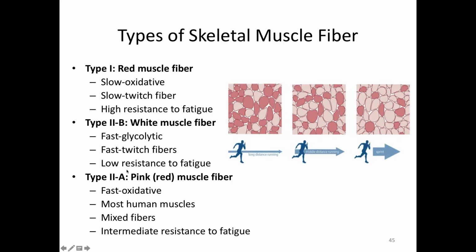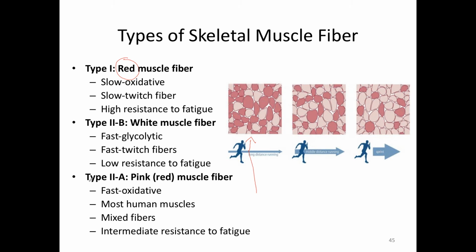With regard to types of skeletal muscle fiber, I just told you about fast and slow twitch, but it's a little bit more complicated than that. Type 1 are red muscle fibers, rich in capillaries, rich in oxygen. These are slow oxidative and slow twitch, and they have a really high resistance to fatigue. In a muscle designed for endurance, you would expect to see more type 1 red fibers.